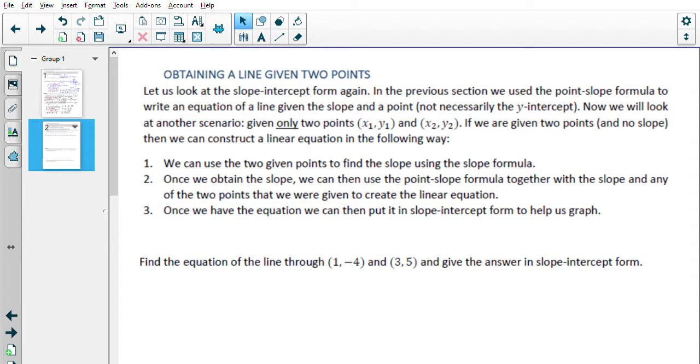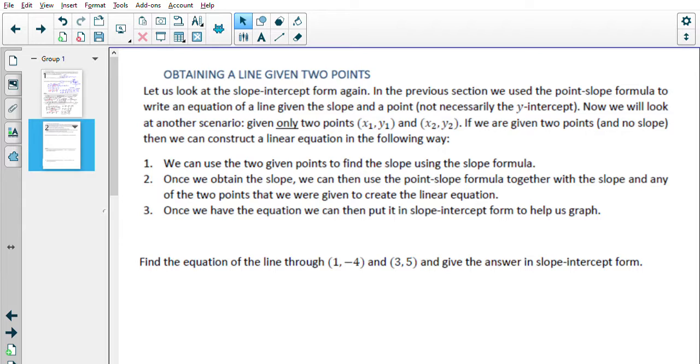Okay, so here we're going to have to take a couple of steps to get an equation of a line. In these examples, you are only going to get 2 points, and you're going to have to construct everything else from that. As you can see, we're going to try and get slope-intercept form again. In the previous section, we used the point-slope formula to write an equation of a line when you had a slope and a point. That wasn't the y-intercept.